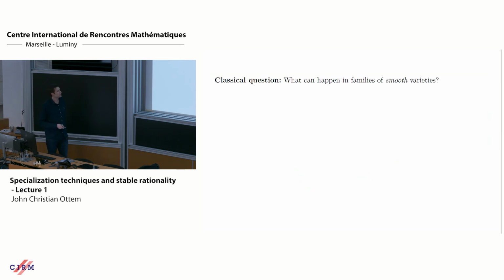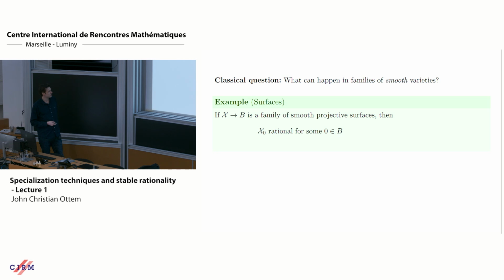Okay, and the classical question here is, what can happen if you have a family of smooth varieties? So where all of the fibers are smooth. So if we take, for instance, a family of surfaces, then if X0 is rational for some fiber, then all of the fibers are rational. This is a remarkable statement because you just know that on one fiber there's some birational map from P2. And there's no way or no reason why this should deform to the other fibers.